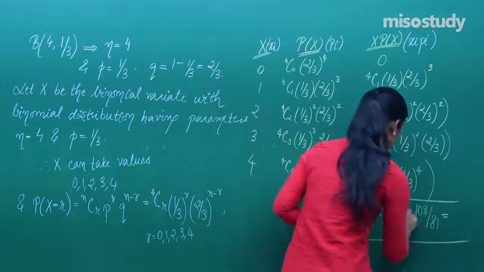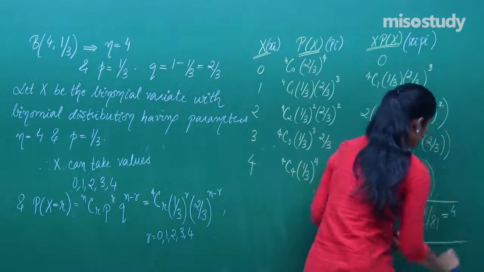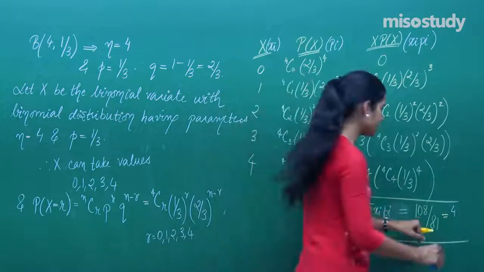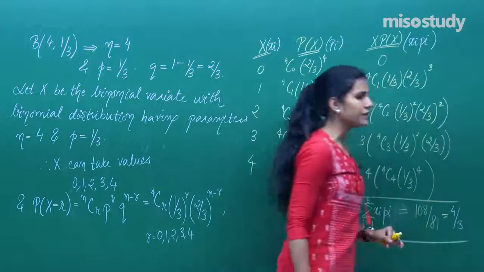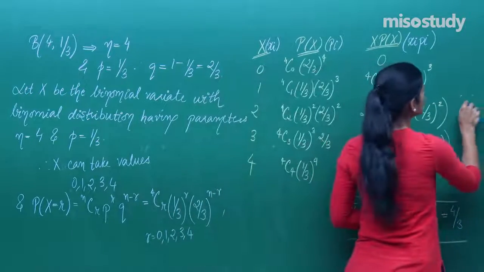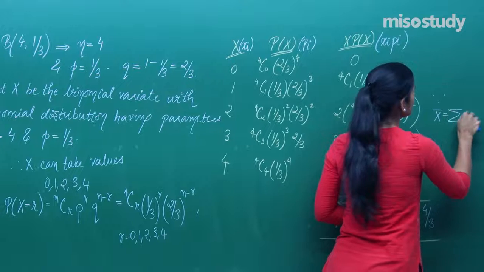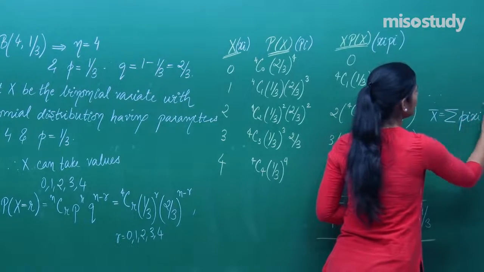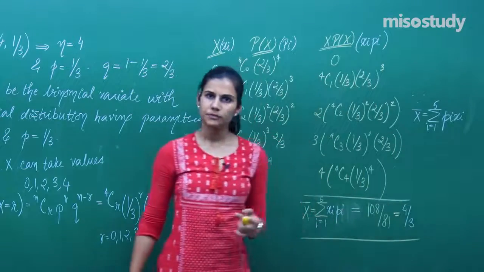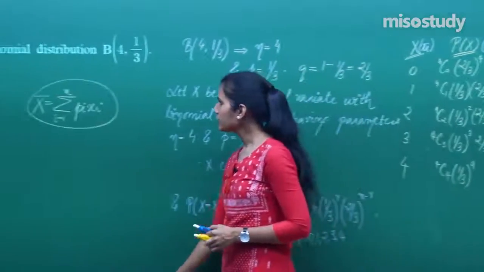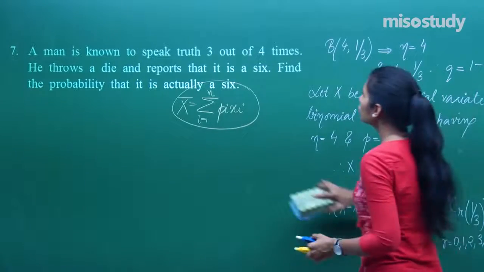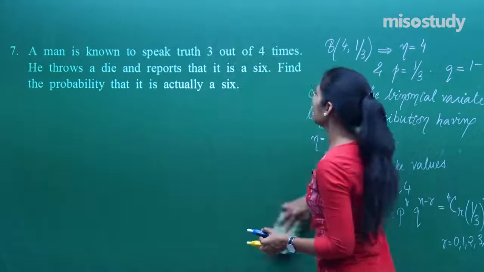So this comes out to be 108 by 81. 27 into 3 is 81, 27 into 4 is 108. So 4 by 3 happens to be the mean. Is it clear? Since mean is summation pi xi, i running from 1 to 5 for this question. Clear? Moving to the next, we have a man is known to speak truth 3 out of 4 times.